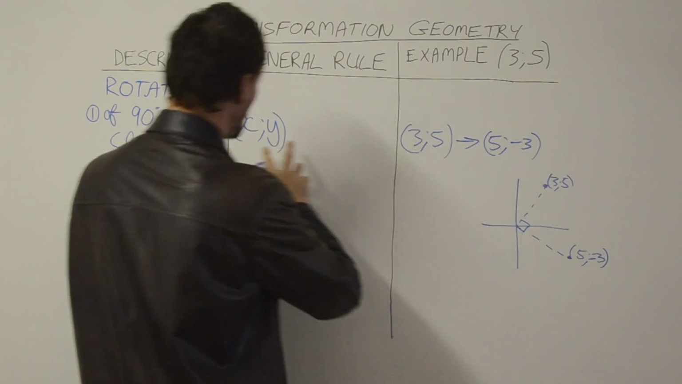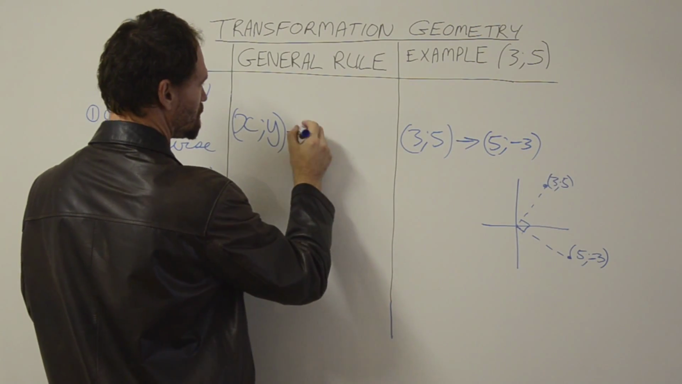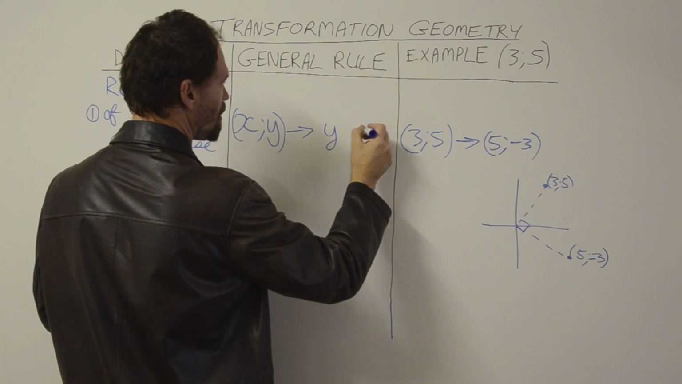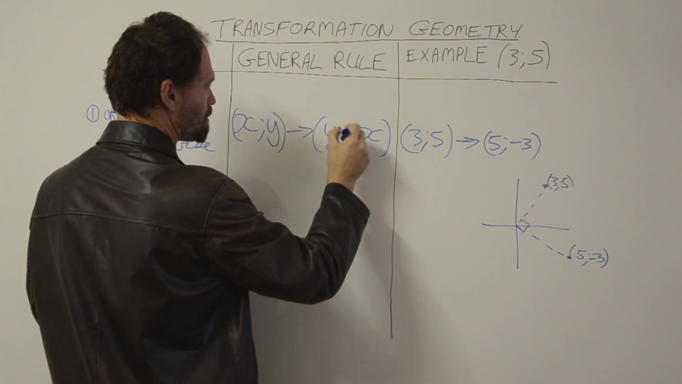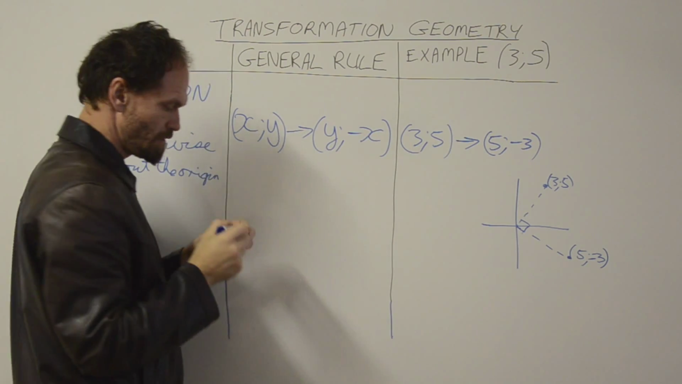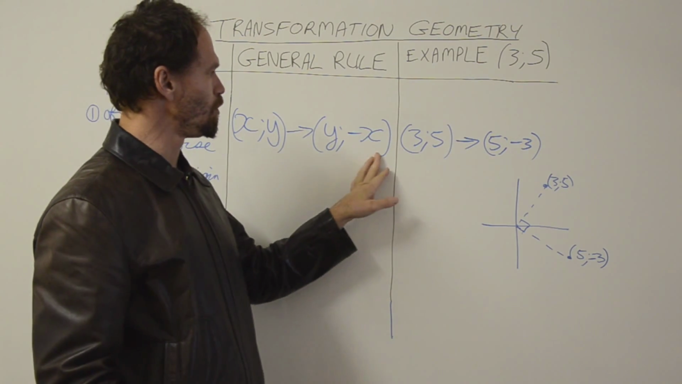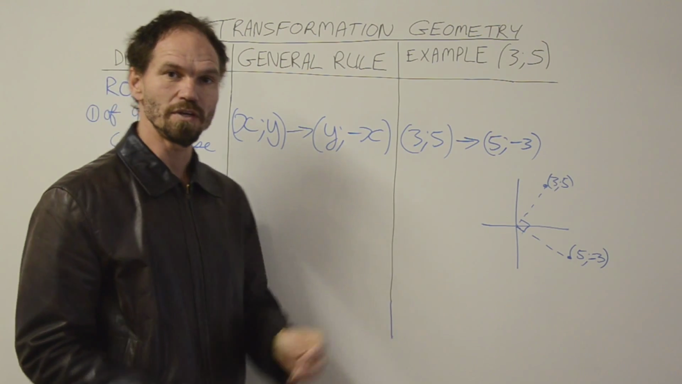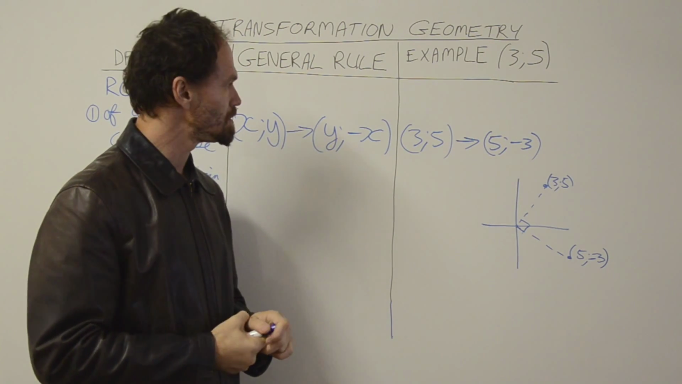As you can see, x and y swap around. So x becomes y, y becomes x. And what happens? The second coordinate becomes negative. See, that's my general rule for a rotation of 90 degrees clockwise. Alright.